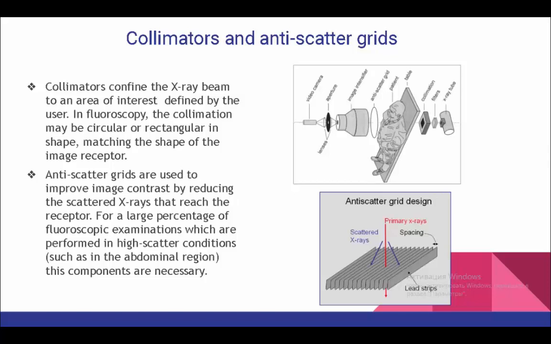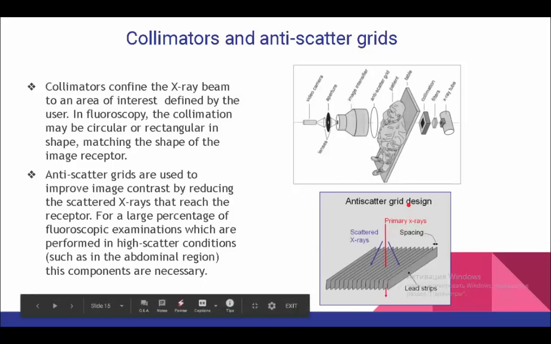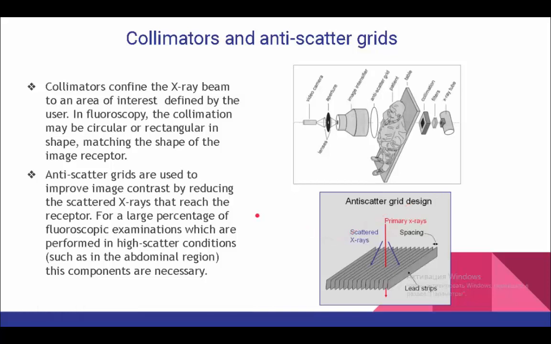Scatter is the least desirable effect because it produces just unnecessary noise in the image, and we want to get rid of this scatter. For this reason, we use anti-scatter grids, and they improve the image contrast by reducing the scattered X-rays. For a large percentage of fluoroscopic examinations, which are performed in high scatter conditions, these components are quite crucial.